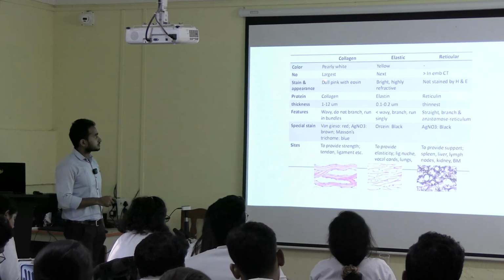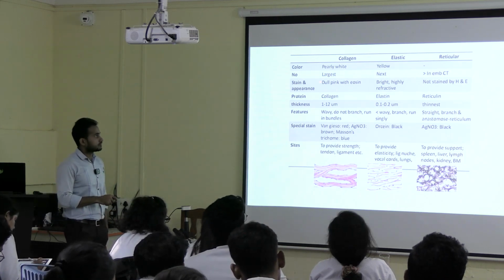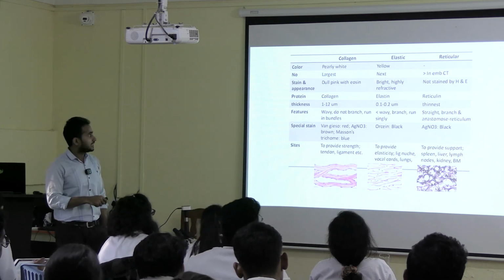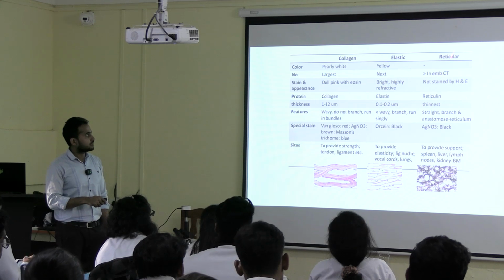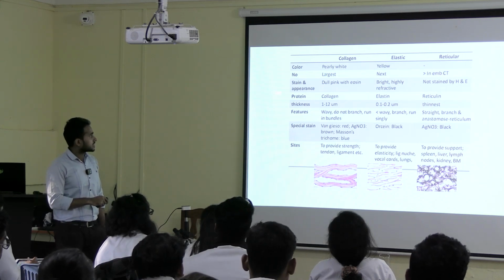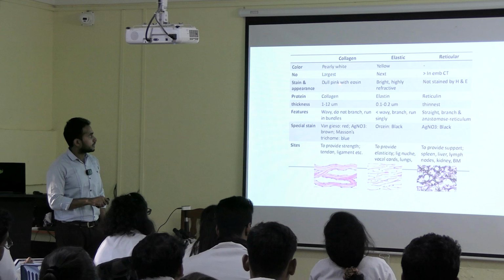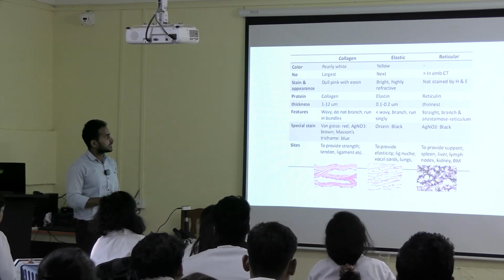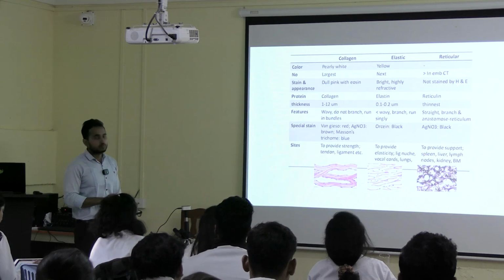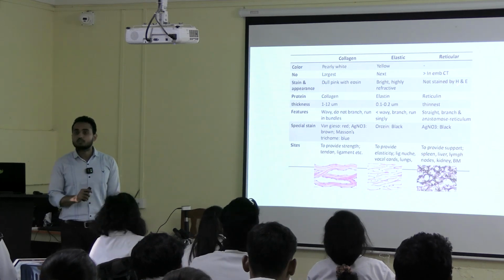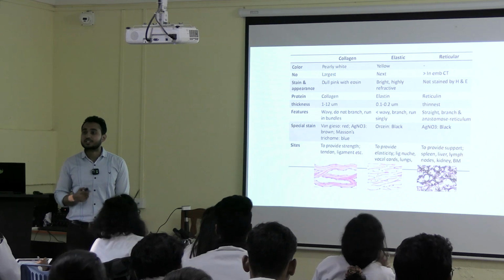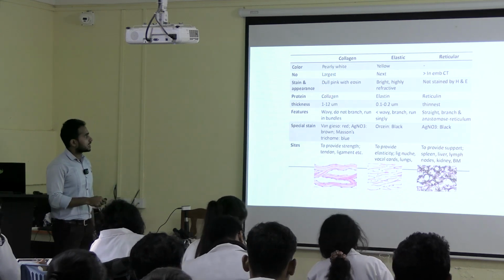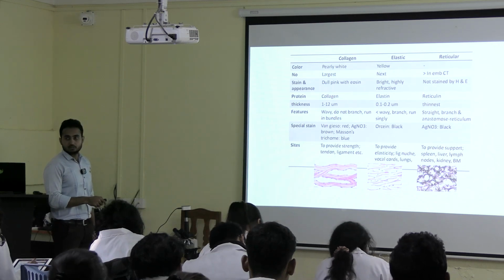Next, number. The largest, meaning most numerous fibers, are the collagen fibers. Next, there are very few reticular fibers. Next, stain and appearance: collagen appears dull pink with eosin, bright, highly refractive, and reticular fibers don't stain with H&E. For that, what do we have to use? Silver salt, stains which are made up of silver salts. Next, protein: collagen protein, elastin protein, and here reticulin protein.